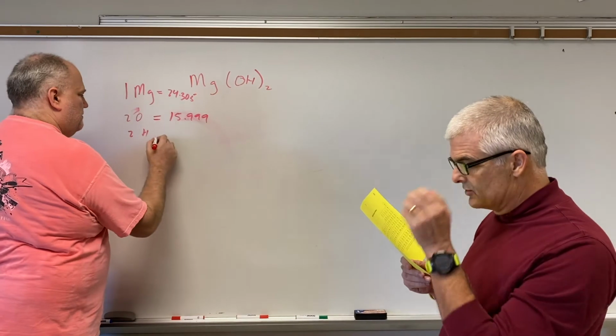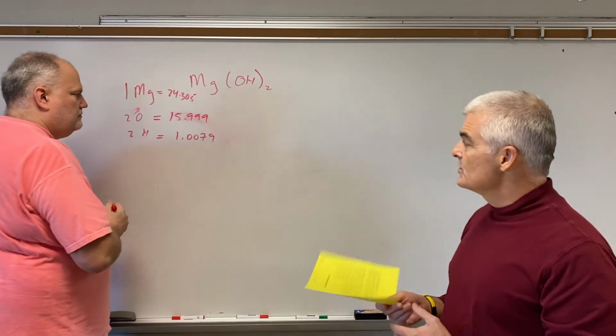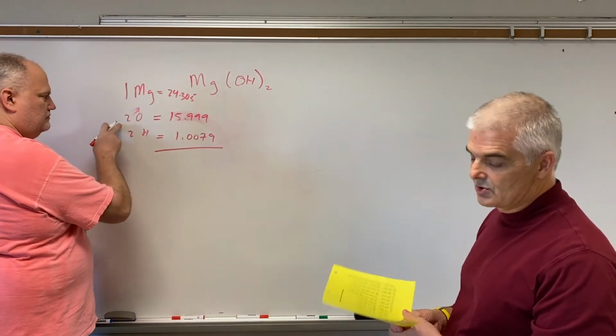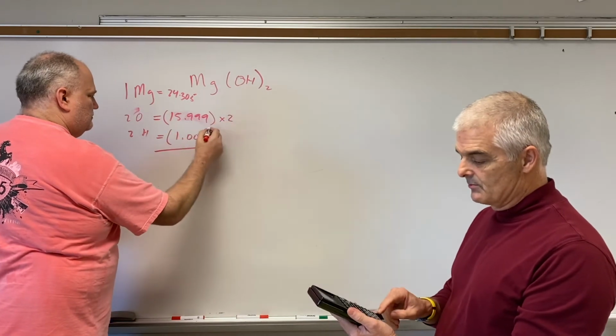And then little hydrogen, 1.0079. So we just need to add those bad boys up. But we have a little trick here, is that there's 2 O's and 2 H's. So on my calculator, I'm just going to add those numbers. Watch how I do this.